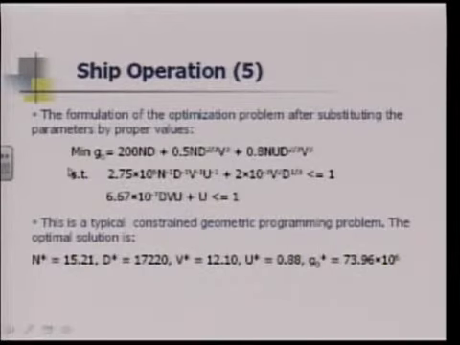Okay, so now what we see is the formulation of the optimization problem after substituting the parameters with proper values from those authors who study this kind of shift operation. I don't know why they chose those numbers, but of course, if you want to do some engineering optimization, you need to study that. And then the objective function is this, and the constraint is this.